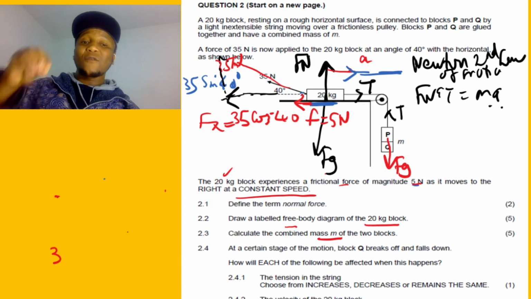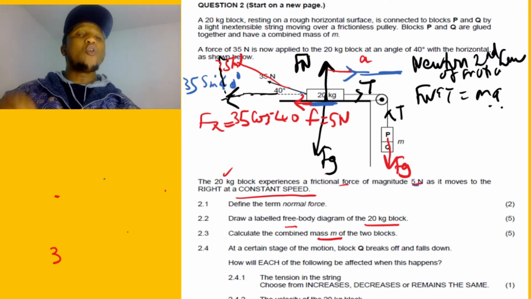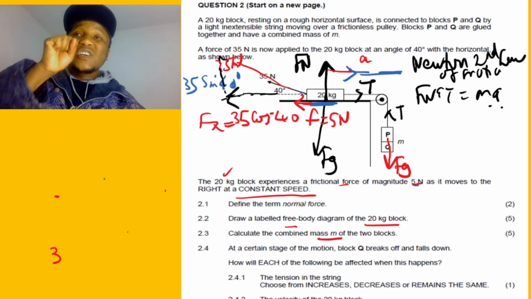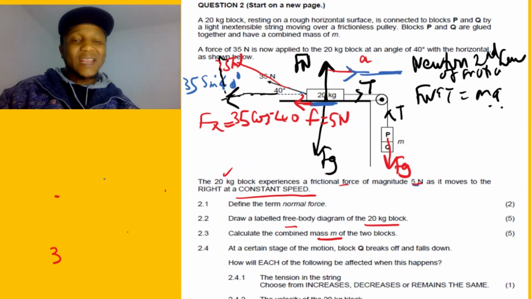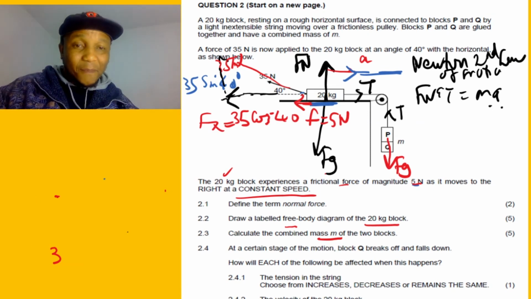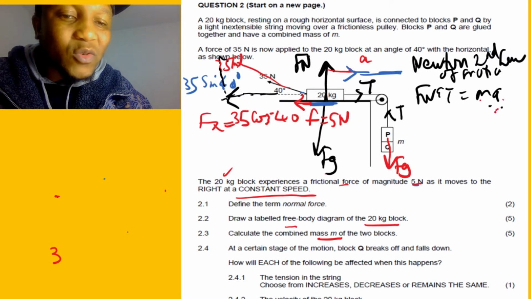If you're going to drive from here all the way to Soweto or Alexandria or any African country or any European country, if your speed is the same and did not change, it means you do not accelerate. So constant speed means acceleration equal to 0, so 0 times m equals 0.